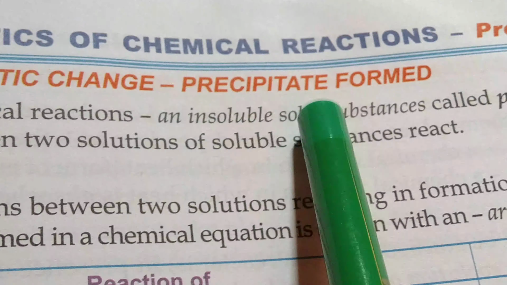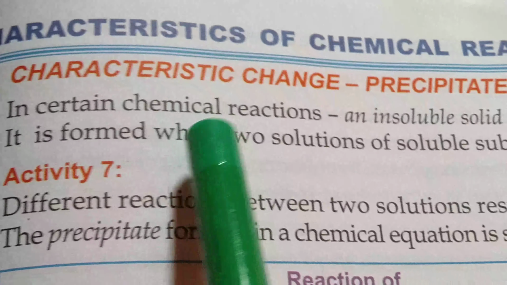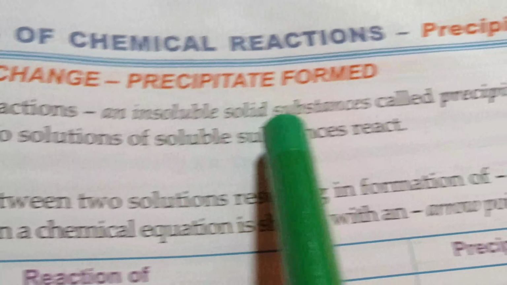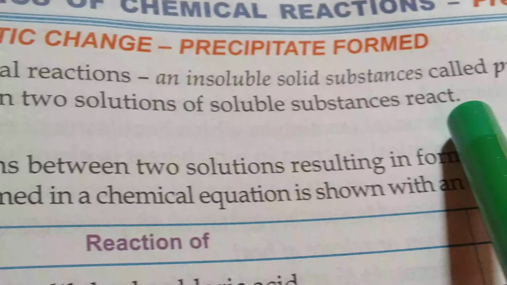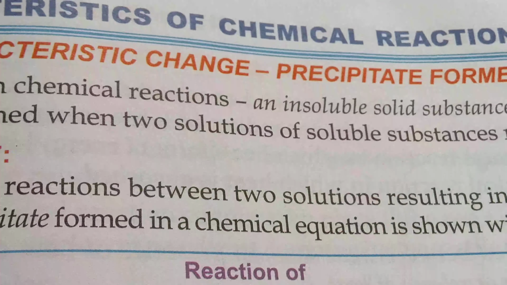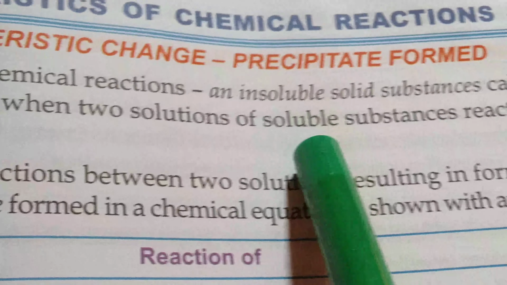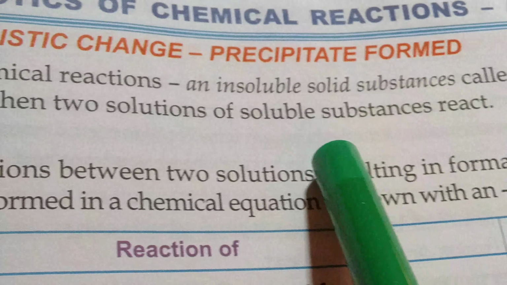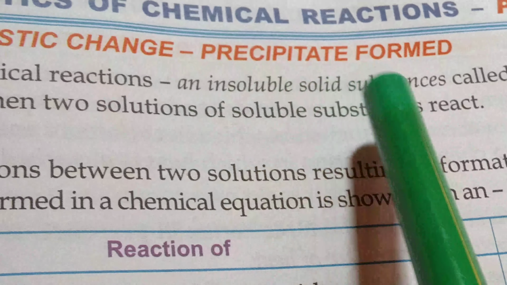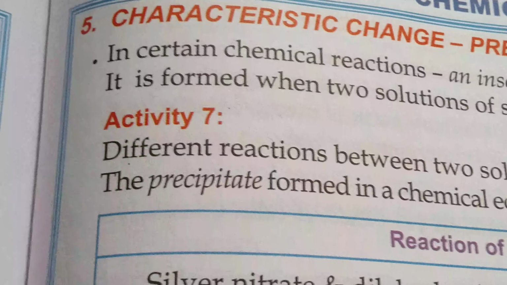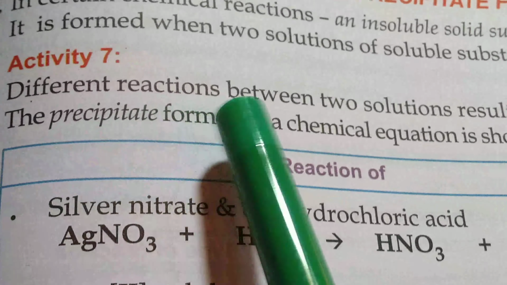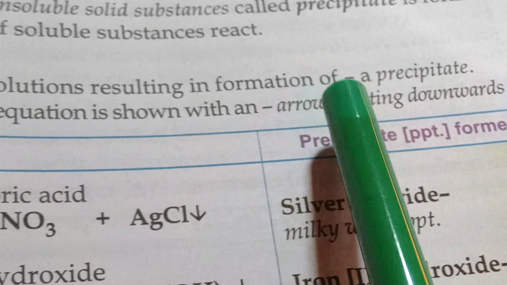Characteristics of chemical reaction: precipitate formed. In certain chemical reactions, an insoluble solid substance called a precipitate is formed. It is formed when two solutions of soluble substances react. So just underline it: when two solutions of soluble substances react with each other, an insoluble solid substance is formed, known as a precipitate. Activity 7.